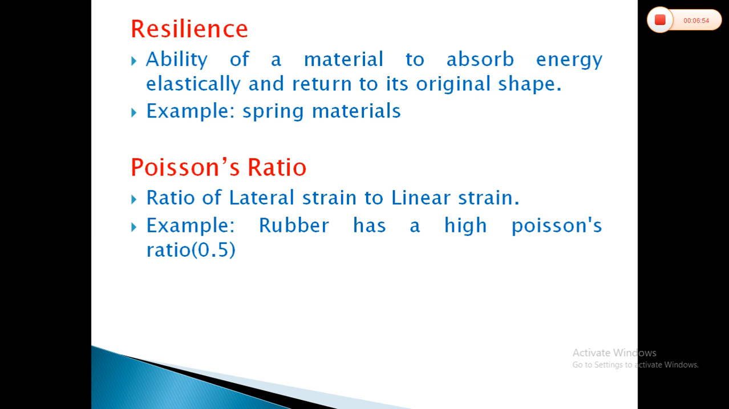But at the same time, in the opposite direction, the lateral dimension, that is diameter and breadth, there is a decrease in dimension. Therefore, that is called lateral strain. Lateral strain is nothing but decrease in diameter to original diameter, or decrease in breadth to original breadth. So the ratio of these two, that is the lateral strain to linear strain, is called Poisson's ratio. Rubber has a high Poisson's ratio of 0.5.